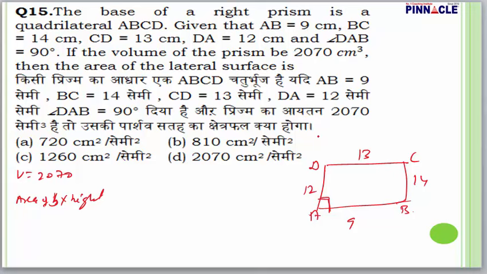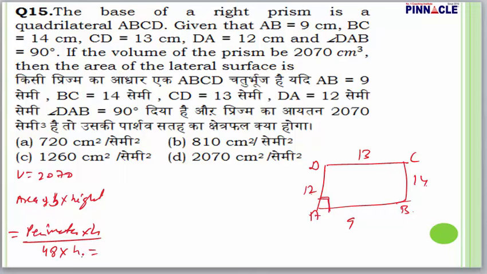Then the area of the lateral surface. Lateral surface means, in the case of a cylinder it is the curved surface area; in the same way in a prism it is the lateral surface area, and that is equal to perimeter into height, like in a cylinder 2 pi r h. Because a prism is analogous to a cylinder, 2 pi r h means perimeter into height. We know the perimeter: 13 plus 12, that is 25, plus 14 and 9, 23. 25 plus 23, that is 48, is the perimeter. If we know the height, we will be able to find the lateral surface area.